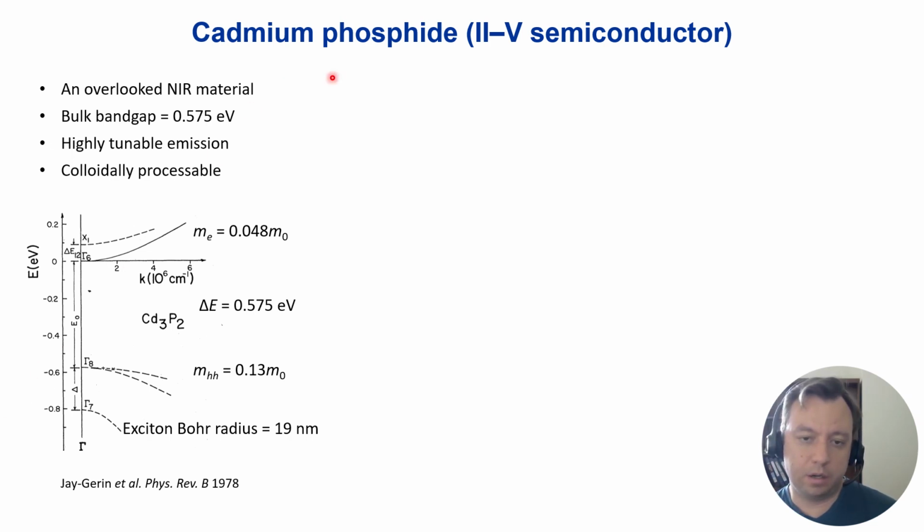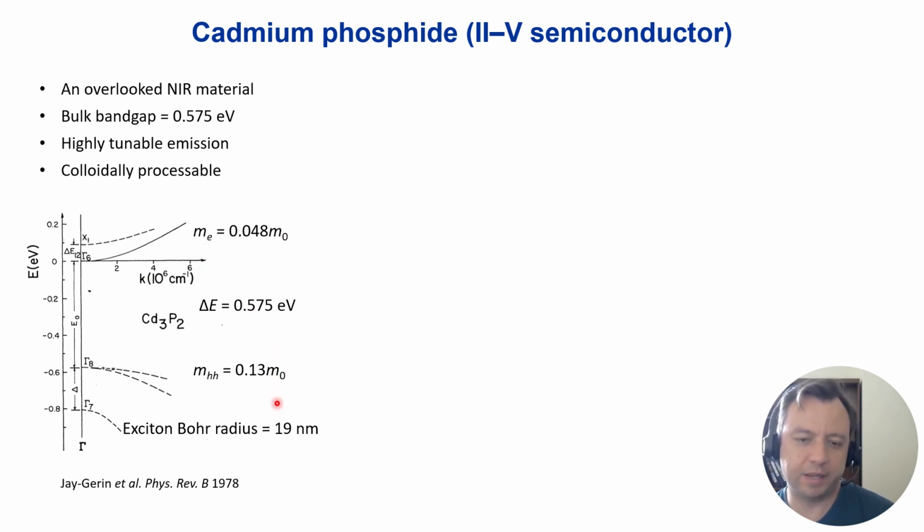In my group, we're developing cadmium phosphide as an alternative shortwave infrared emitter. It's an overlooked material. I like to call it the infrared cadmium selenide. Why? Because as far as the synthesis and processing go, it's a lot like 2-6 semiconductors, cadmium selenide. But it's a narrow gap material, with a bulk band gap of 0.575 electron volts. It's a direct gap semiconductor.